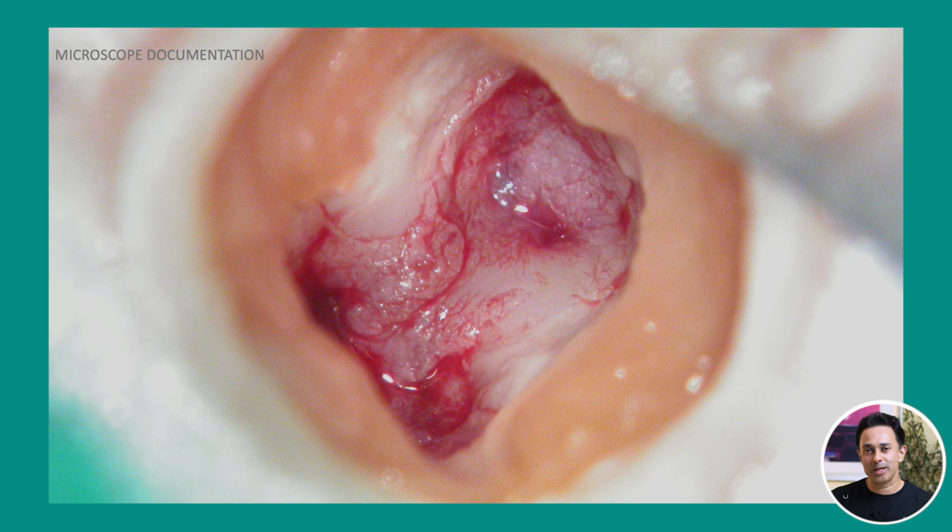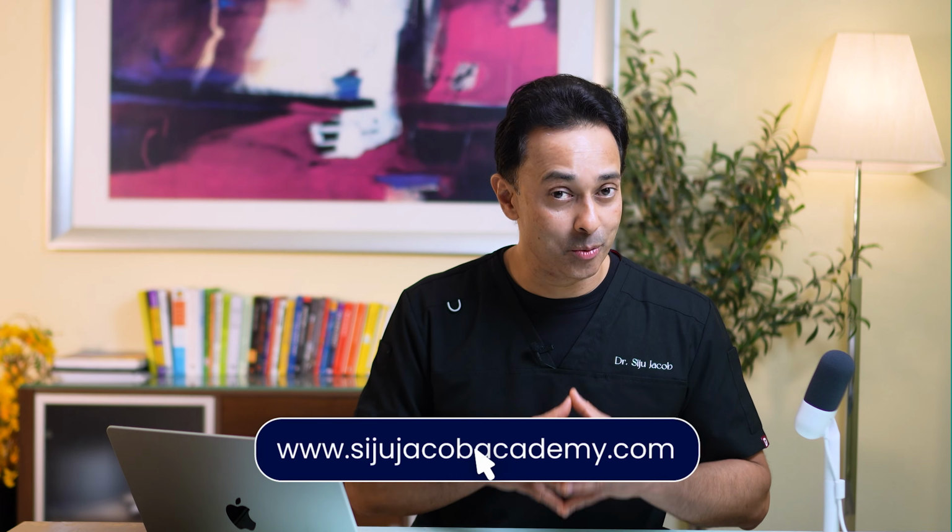Just a quick note about microscopic documentation. The pictures that you see here are all documented through the surgical microscope, and this is not very difficult to do. Virtually any clinician can buy a microscope, bring it into your practice, and take pictures like this. So clinical documentation is one among the several advantages that you get when you buy a surgical microscope and incorporate a surgical microscope in your own practice.